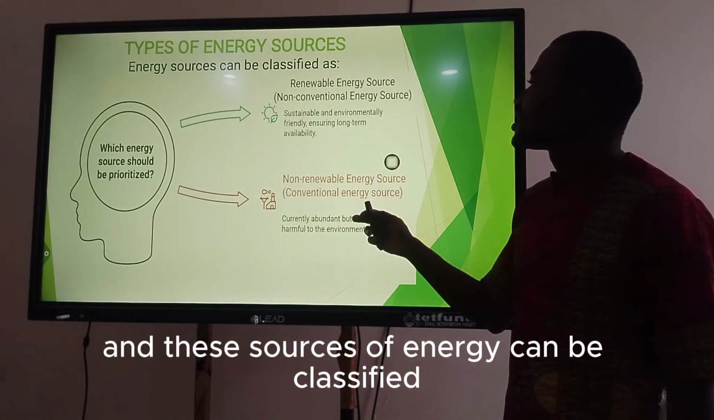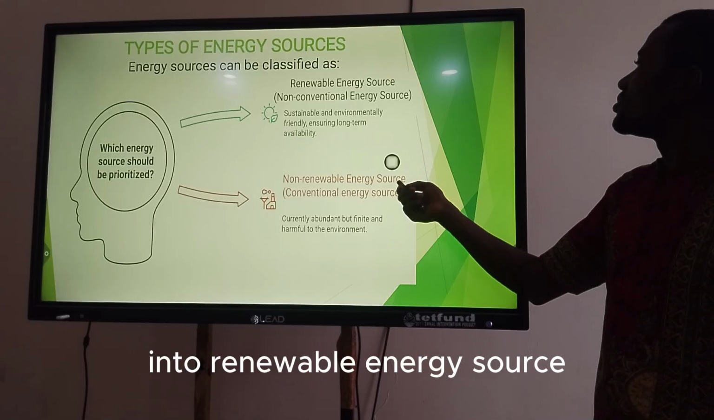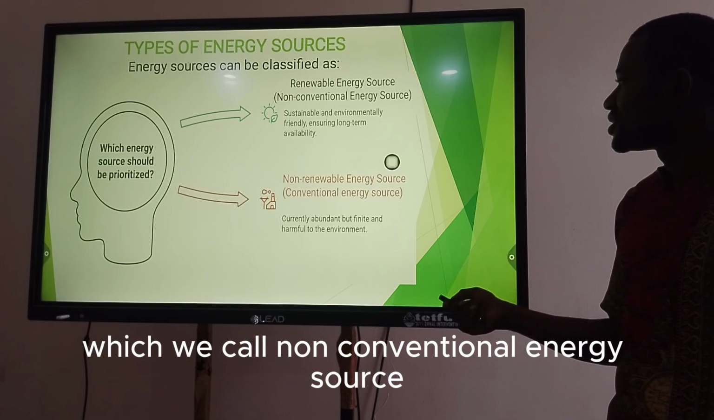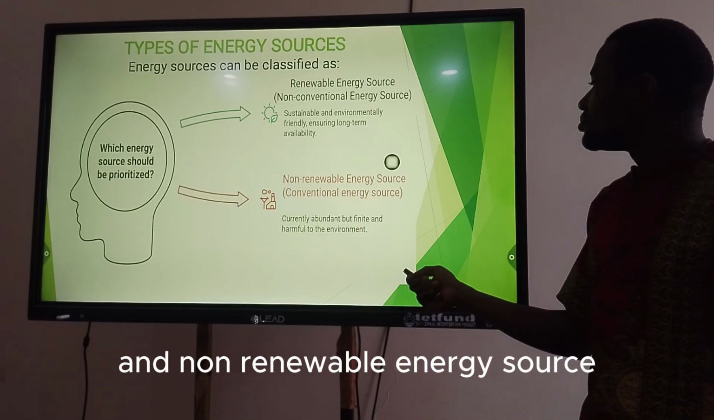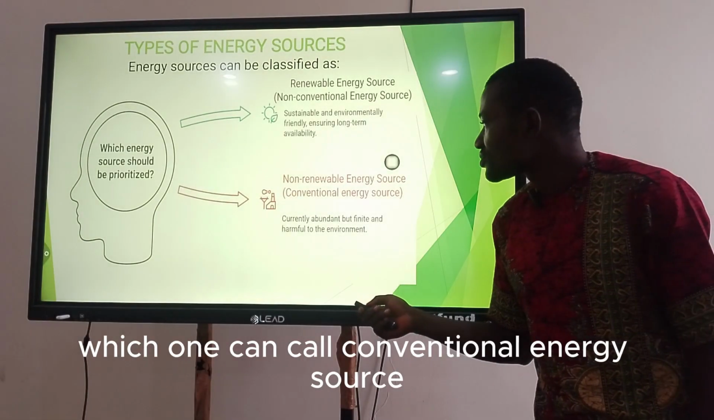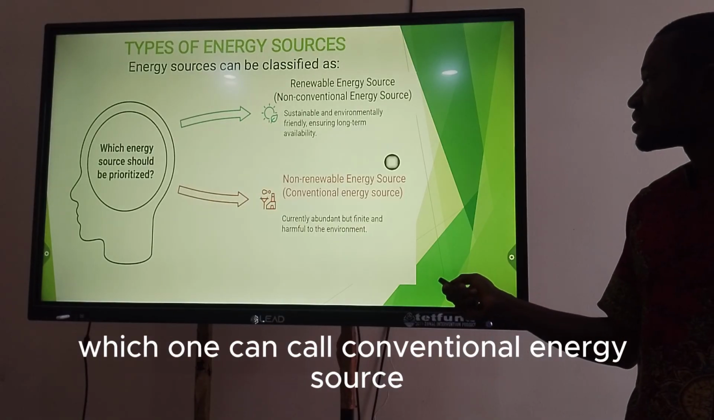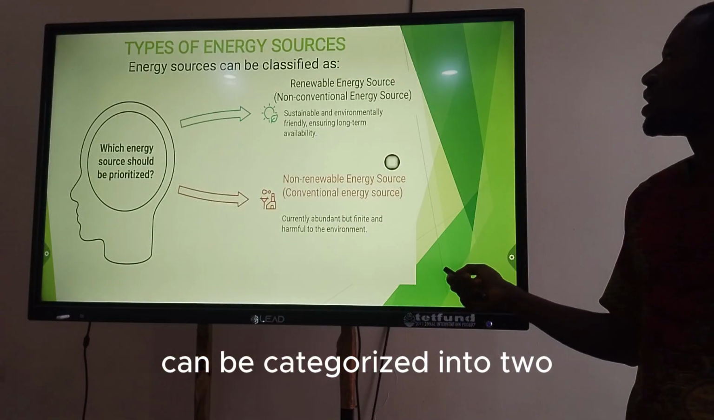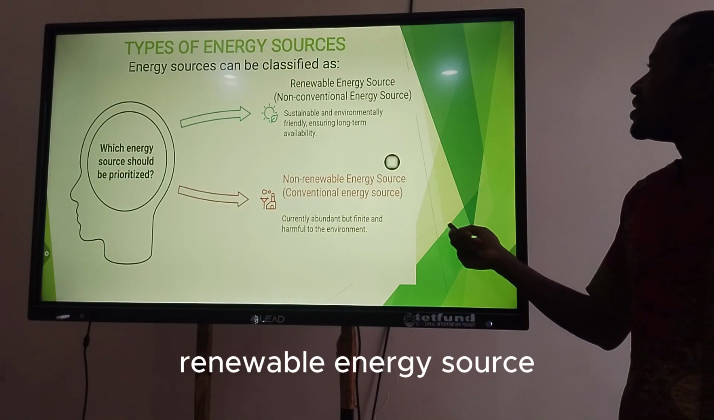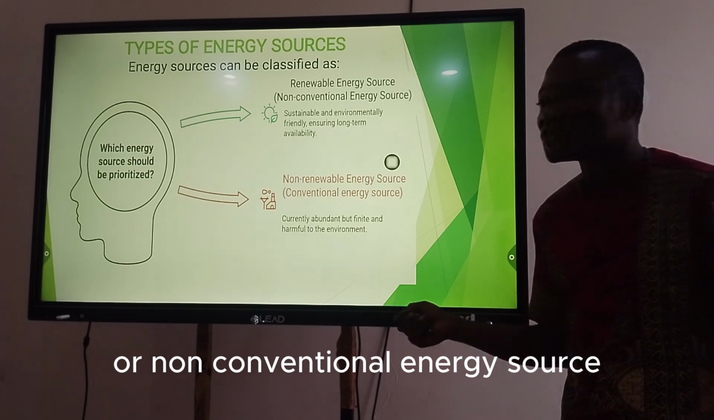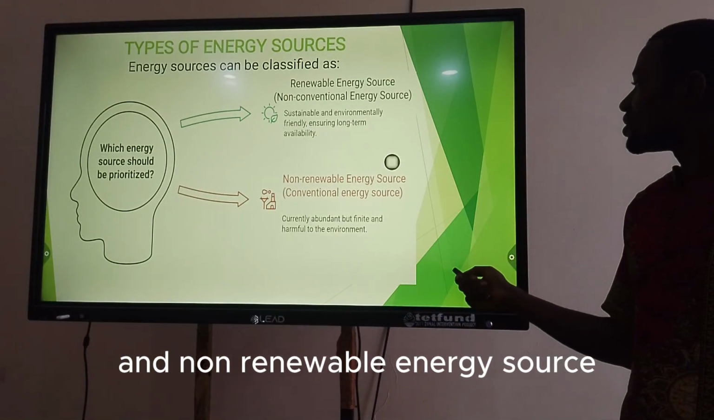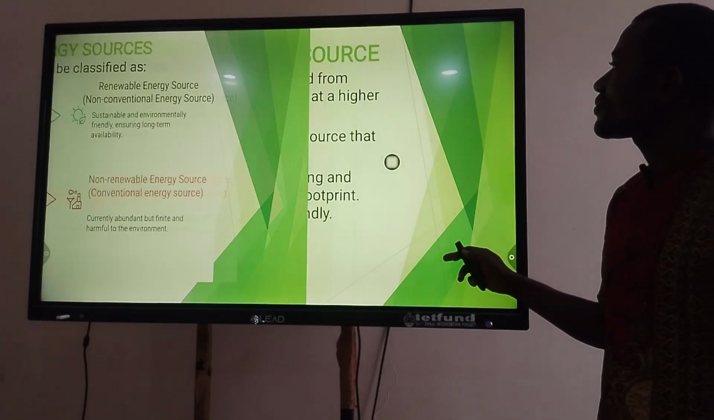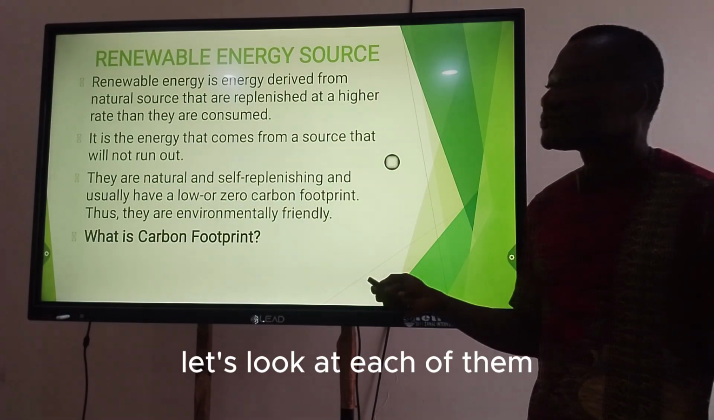And these sources of energy can be classified into a renewable energy source, which we call non-conventional energy source, and non-renewable energy source, which one can call conventional energy source. So the sources of energy we just looked at can be categorized into two: renewable energy source or non-conventional energy source, and non-renewable energy source or conventional energy source. Let's look at each of them.